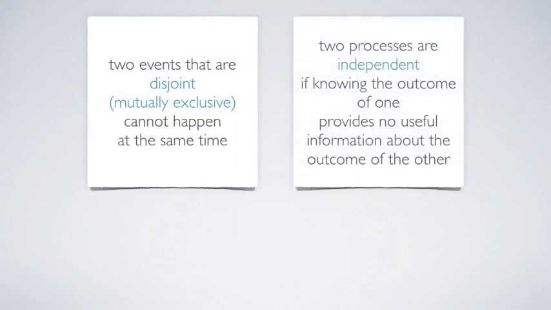As a quick reminder, two events that are disjoint, also called mutually exclusive, cannot happen at the same time. While two processes are independent if knowing the outcome of one provides no useful information about the outcome of the other. So disjointness is about events happening at the same time. So if events A and B are disjoint, probability of A and B is 0. While independence is about processes not affecting each other. So if events A and B are independent, probability of A given B is equal to simply probability of A.